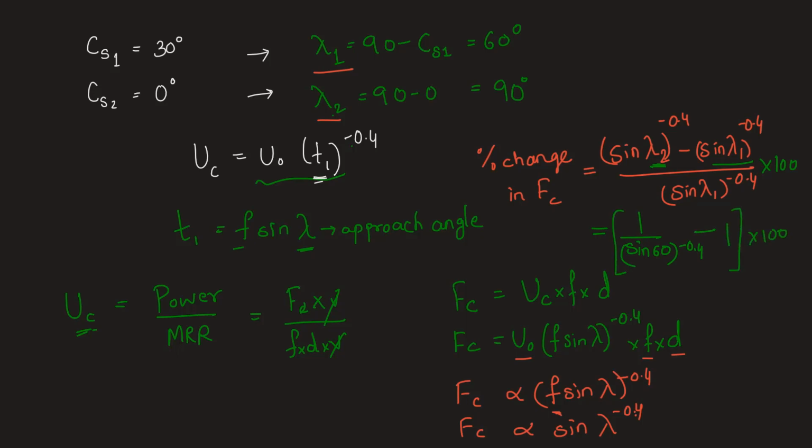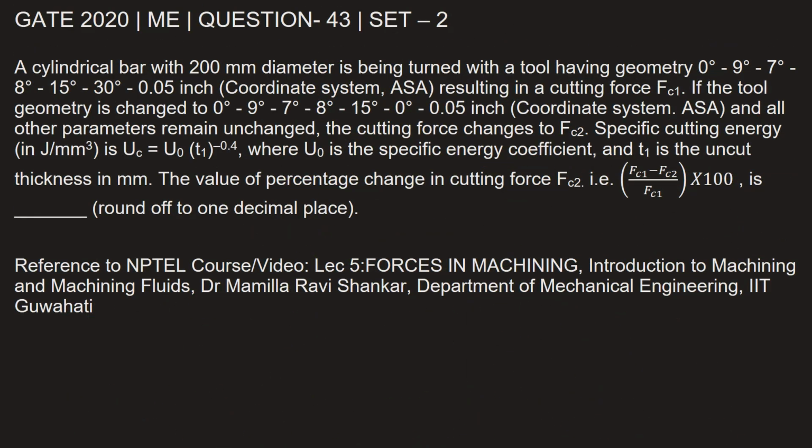So we get the value of percentage change in the cutting force that is asked in the question will be minus 5.59%. You just have to put this in the digital calculator and you'll get your value. Let's go back and fill in this answer. So the value of percentage change in cutting force is minus 5.59. They haven't mentioned anything about the sign, so you can write the answer with the negative sign.